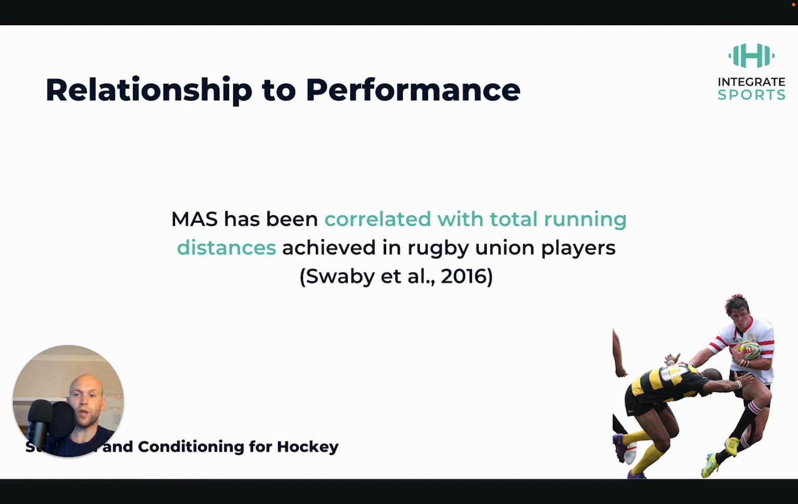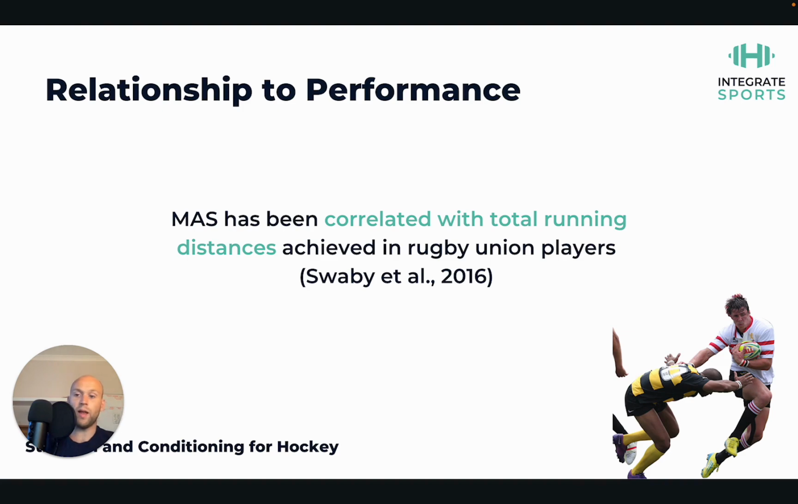So the first one here is that MAS has been correlated with total running distances achieved in rugby union players. In effect, the higher the MAS score, the greater the distance that was covered by the players on the pitch. In other words, their workload is higher. They can get around the pitch more, and the more you can be involved in the game, the more you can contribute towards point scoring opportunities. Ultimately, the better impact you can have as a player.